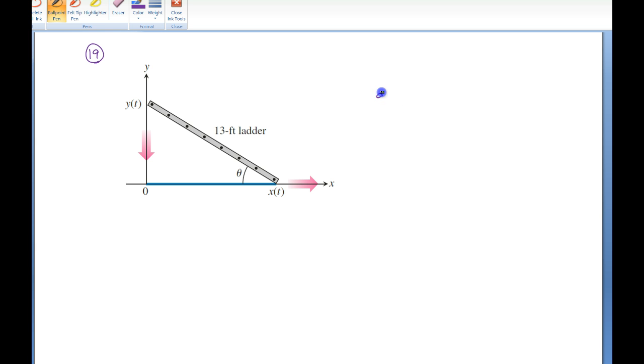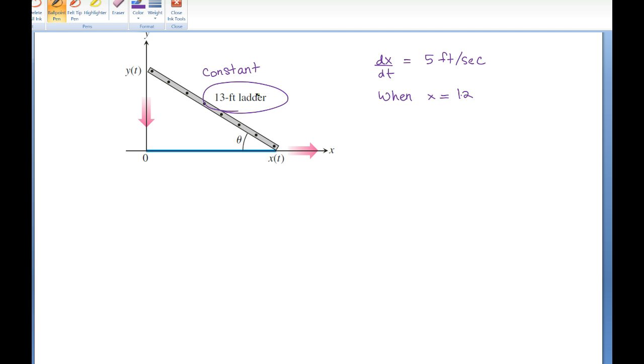By the time the base is 12 feet from the house, the base is moving, so we'll call that dx/dt. Is that positive 5 feet per second or negative? It's going to the right, so it's the positive direction. And this is when x equals 12. Now, we do have something constant: the ladder. It's a 13-foot ladder, so that's not going to change. So we needed something relating x, y, and 13.